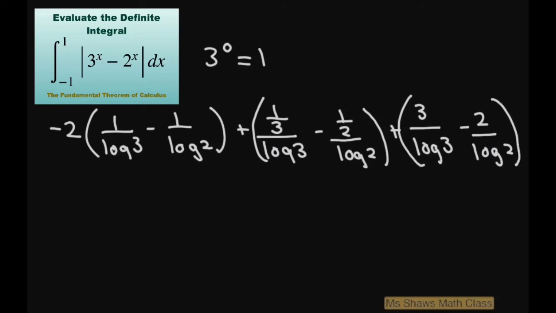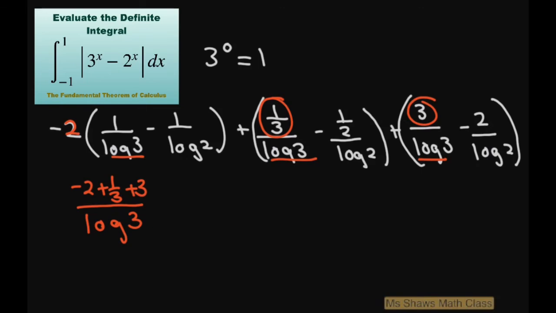All right, now the last step is let's just group everything together. Let's group our logs of 3's together. And it's a common denominator, so that would be log of 3. And then we don't forget this negative 2. So we have negative 2 plus 1/3 plus 3. And then we're going to have plus log of 2.